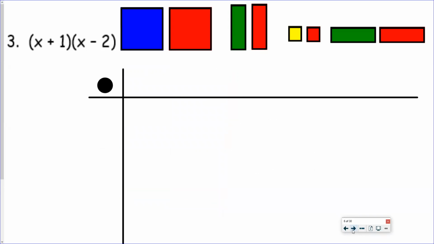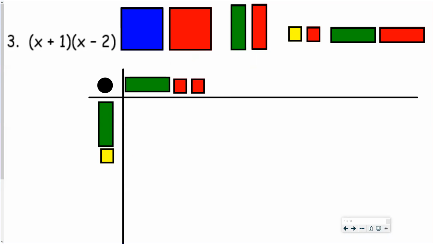However, when we get to problems like this, we haven't done things like this before, where we have x plus 1 times x minus 2. This is where using the tiles can help us to learn how to do this without the tiles. So I have x plus 1, and I'm going to put that over here to the left. And then I have x minus 2 on top. Draw our box and start filling things in.